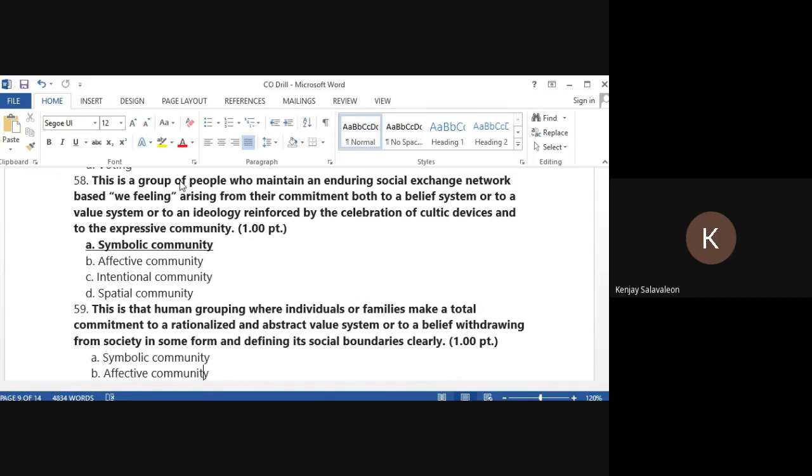Intentional community, this type of community is a group of people who form because there is a task to be done or a purpose to be achieved. Spatial community exists because they live in the same geographic location. Spatial community can be categorized as geographical community. Okay. 59.